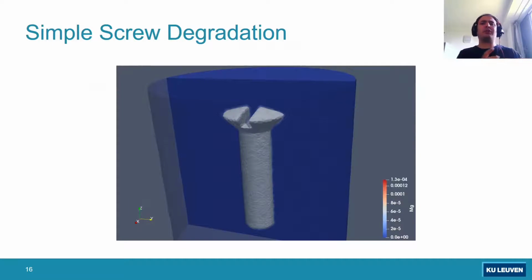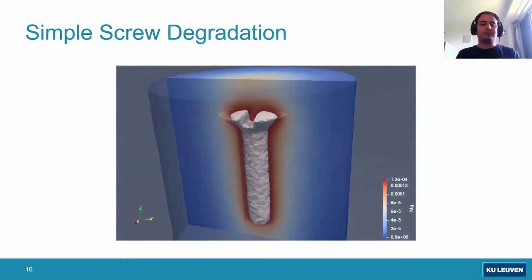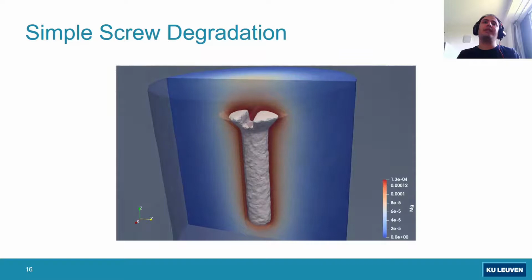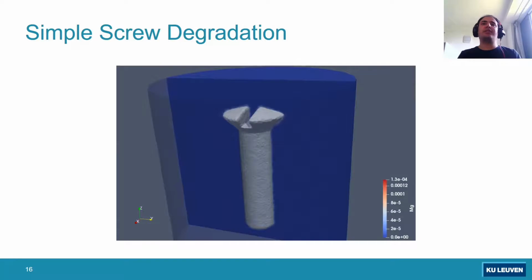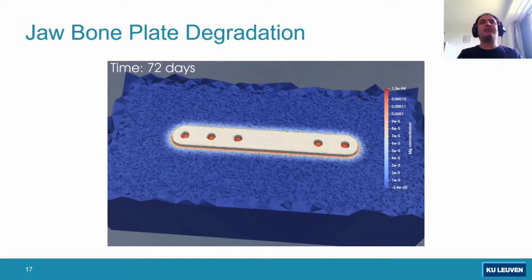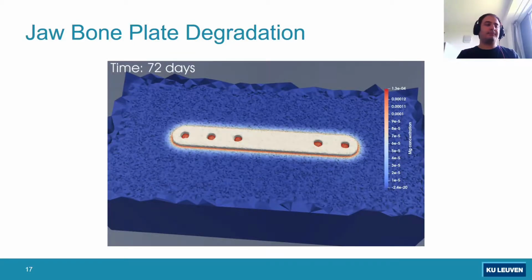So this is a quick overview of some of the results that we have. This is a simple screw degradation. You can see the white interface evolving and shrinking, which is the corrosion front captured by level set, and you can see the release of materials to the surroundings, and also the way that we can capture the topology changes and shape changes during the degradation simulation. This is a simulation for a degradable jawbone plate that is degrading. You can see the release of material and also the shrinking of the surface.